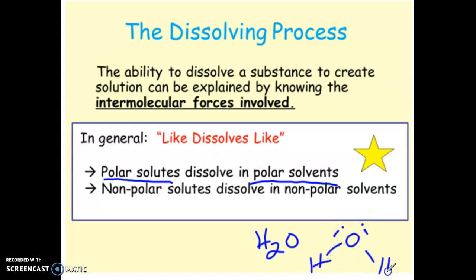solvent, right? So here's our water and we have a dipole there. So water is polar. So that means that other molecules that are also polar dissolve in water actually quite easily. Non-polar solutes dissolve in non-polar solvents. So for example, oil is a molecule that is non-polar. So that's actually why oil and water don't mix. It's because water is polar and oil is non-polar. So things that have opposite polarity will not dissolve very well with one another.